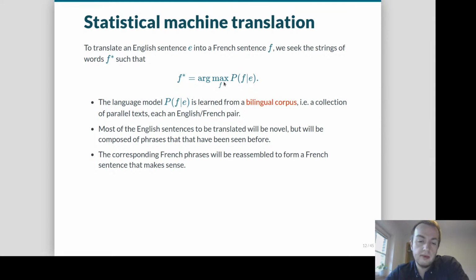And so this is where we'll make use of our data, right? So we'll basically define P of F given E, which we'll call a language model, and we'll learn it from a bilingual corpus. So from a corpus in which we have these mappings, these pairs of English, for example, and French sentences, right?